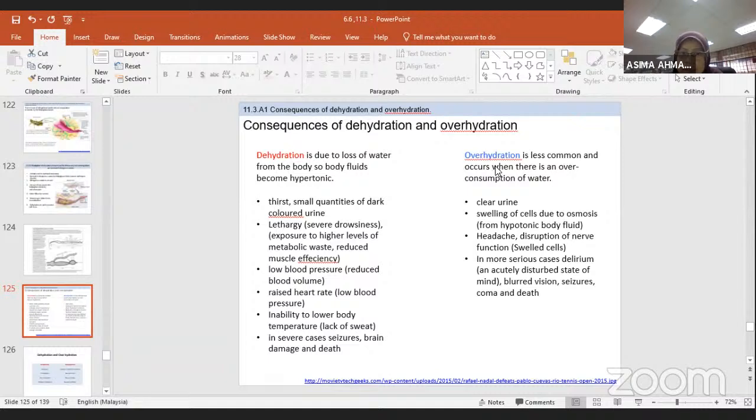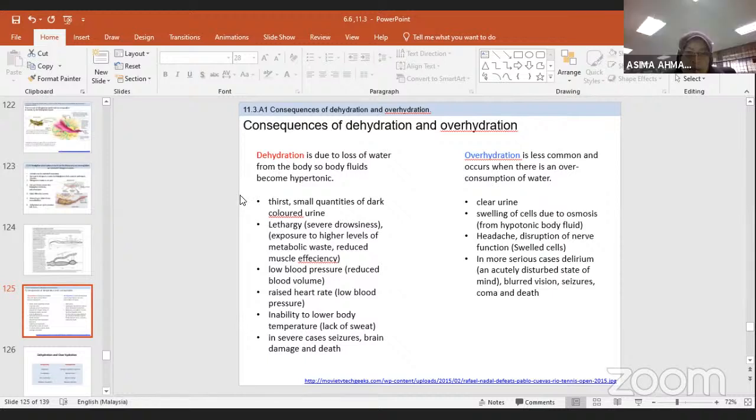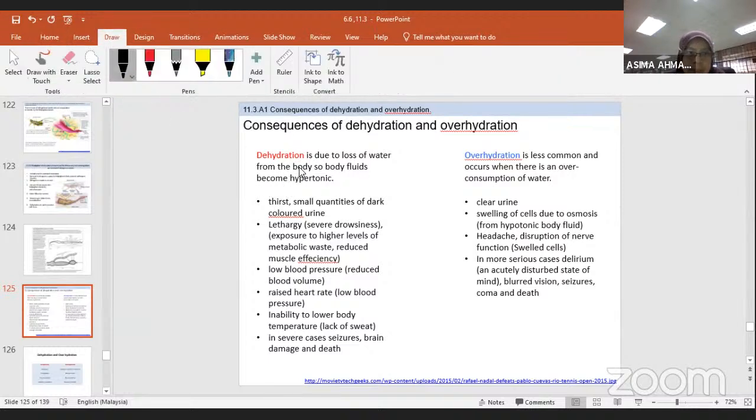Okay. Whereas overhydration, terlebih lah pula airnya. Too much water. Alright, so dehydration is due to loss of water from the body. So body fluids become hypertonic. Why hypertonic? Loss of water from the body, so that body fluids become hypertonic.